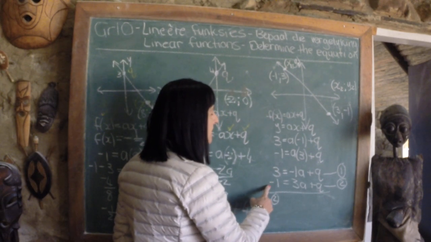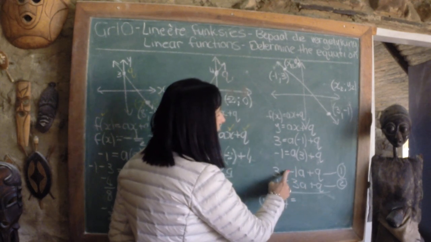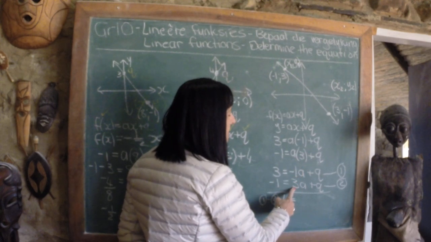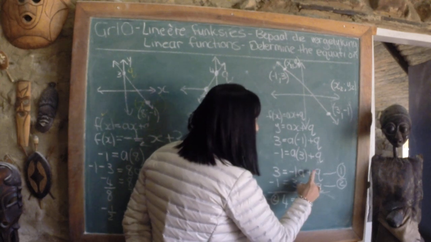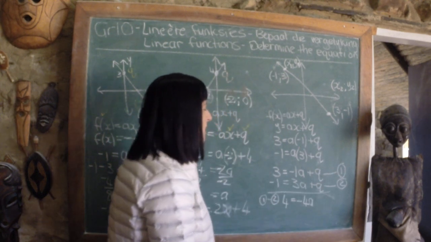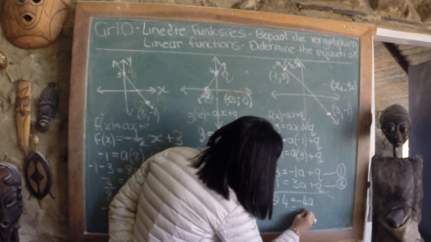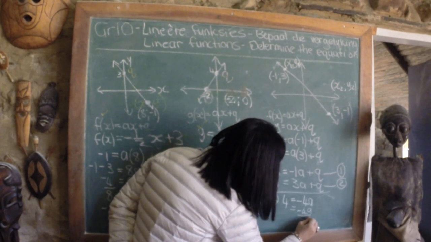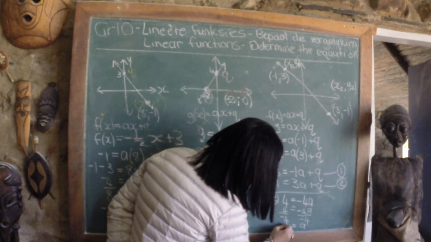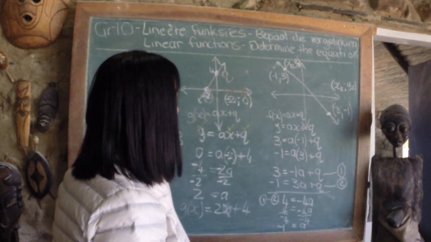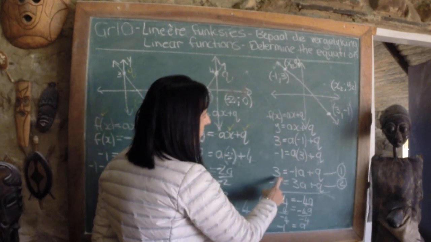3 minus minus 1 gee vir my 4. We are subtracting. Minus 1a minus 3a gives me minus 4a. And q minus q gives me 0. So ek kan nou vir a gaan kry, en a is, as ek deel met minus 4 aan albei kante, is a gelyk aan minus 1. A equals minus 1. So now I can do substitution into any one of these equations.